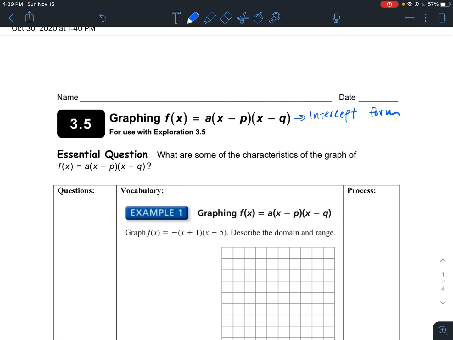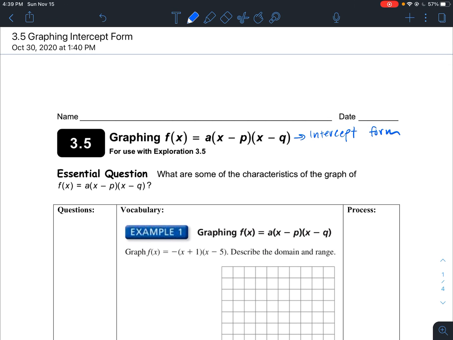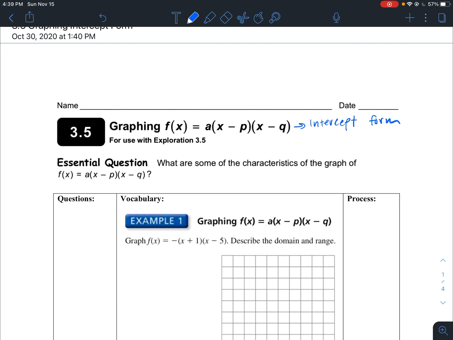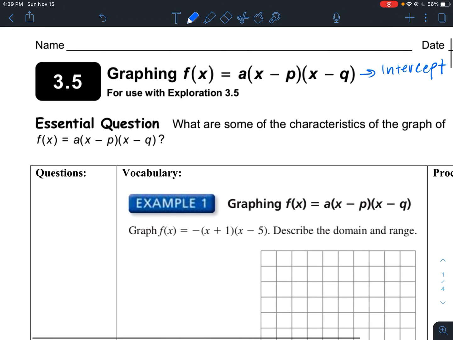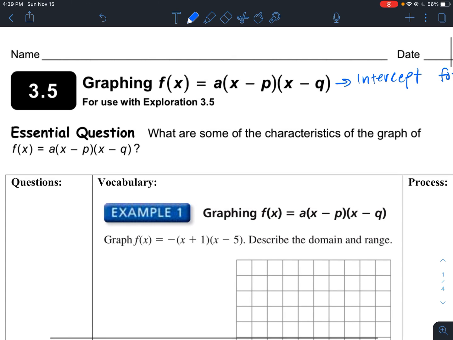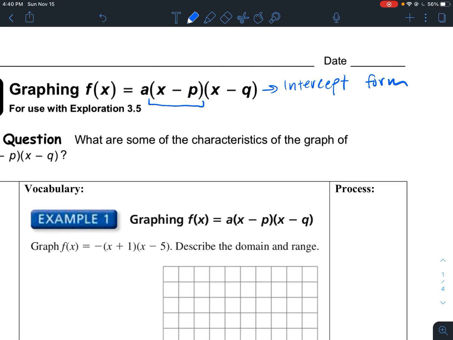And you should already be familiar with intercept form. You've seen a quadratic in intercept form before. In the last unit, we talked about how to find factors, or how to take something that's in standard form, like ax squared plus bx plus c, and put it into factored form. So we know how to get it into factored form. The reason we put things in factored form is so that we can find x-intercepts, which is also why this is called intercept form: these factors right here are intercepts of the quadratic function.